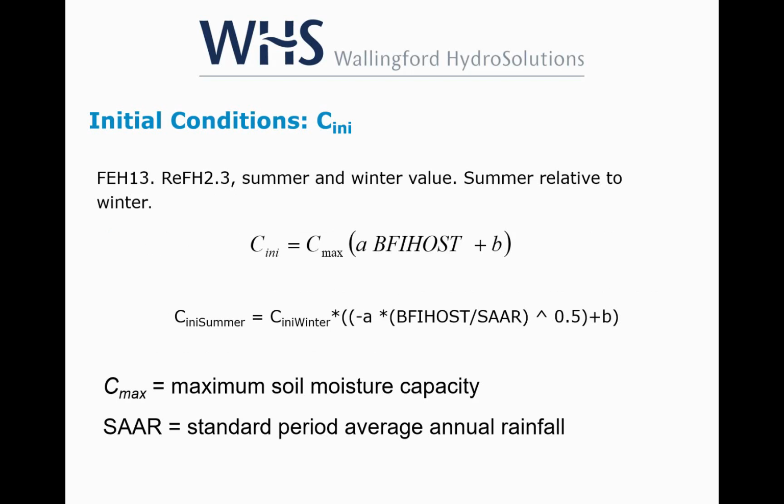So those initial conditions, the C-INI winter value is based on Cmax, which is the depth of the soil, and the impermeability. We then relate the summer value to the winter value, and that's based on the impermeability and the wetness of the catchment. So it's worth noting that in ReFH 2.3 there's a winter and a summer value. In ReFH 2.2 there was no summer value, however this has been retrofitted to the ReFH 2.2 model within the ReFH 2.3 software. So you can now estimate a summer C-INI value within the ReFH 2.2 model.